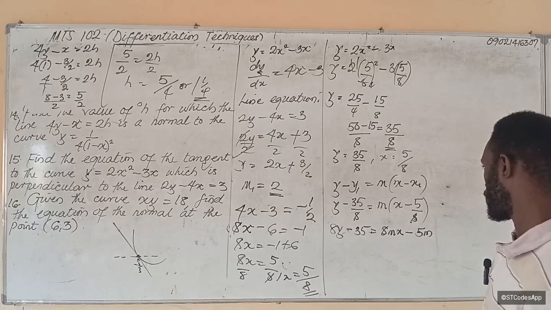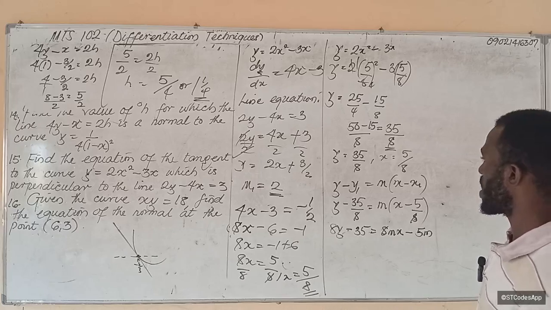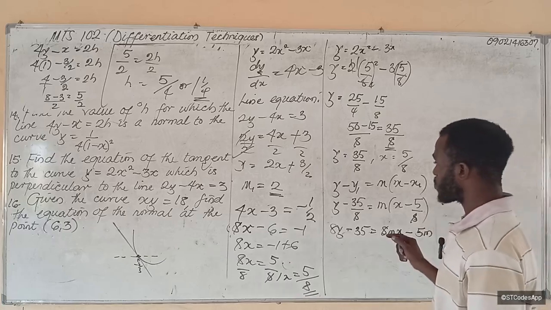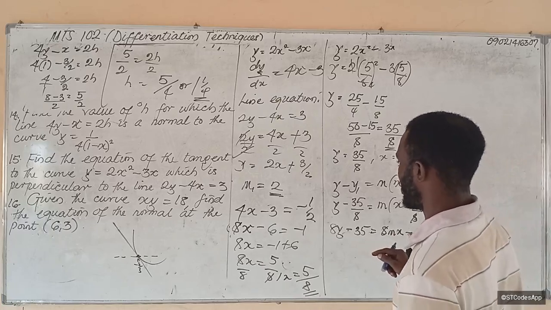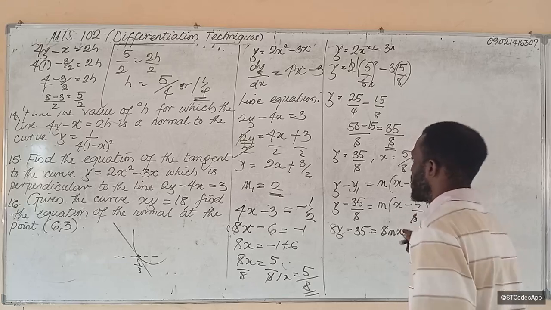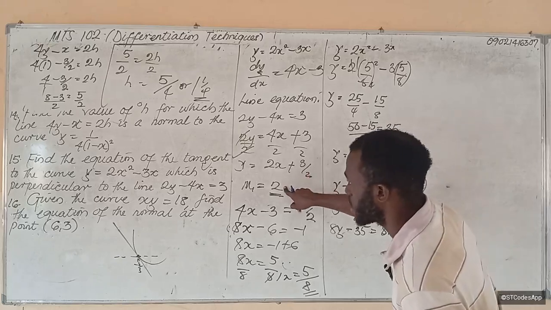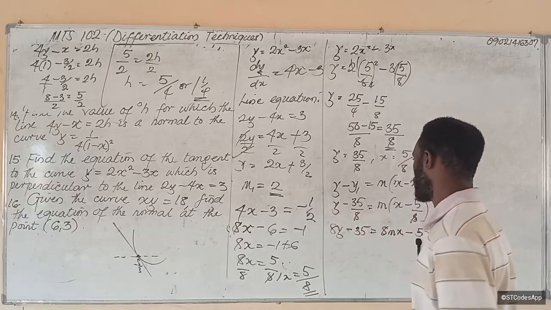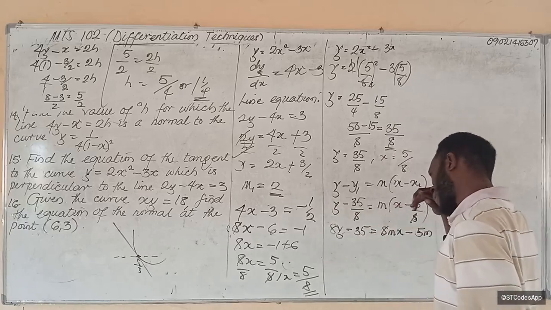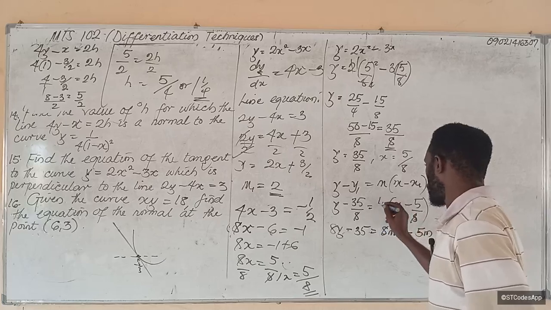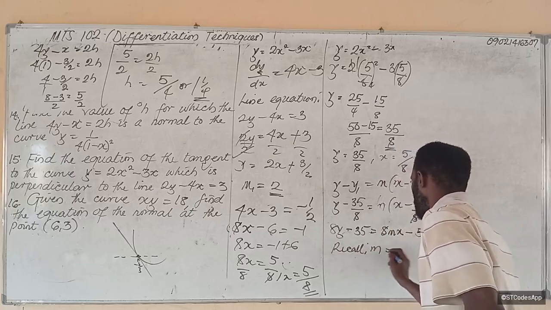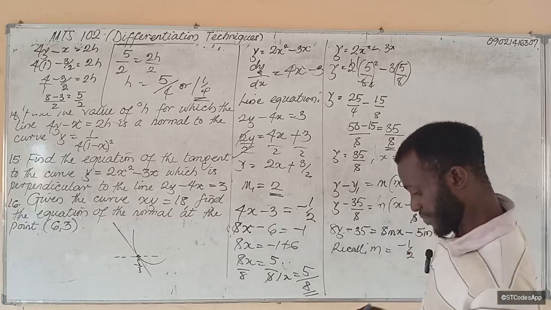So from here, oh, do we have m? Yes, we have m now. What's the gradient of the tangent? The gradient of the tangent is the negative inverse of the gradient of the line. So that will be minus 1 over 2. Sorry, I'll also substitute that in. Let me just recall that m is minus 1 over 2 from what we did.